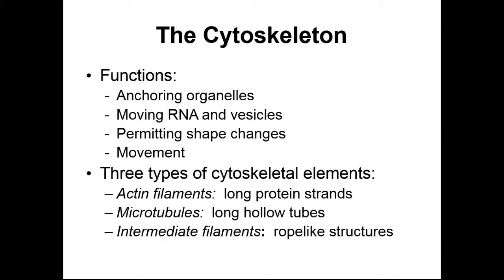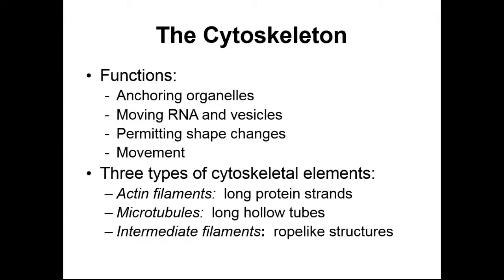To give structure to our eukaryotic cell, we have the cytoskeleton. The cytoskeleton anchors the organelles within the eukaryotic cytoplasm, is used to move RNA and transport vesicles throughout the cytoplasm, and changes the shape of the cell. As the cells change shape, this can be used to facilitate the movement of the cell.